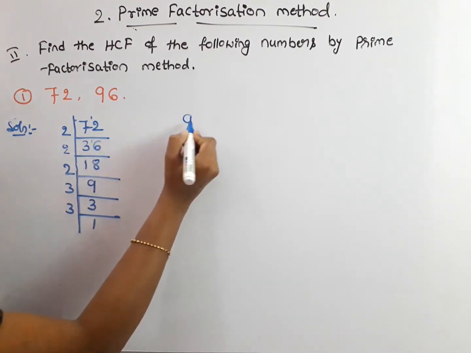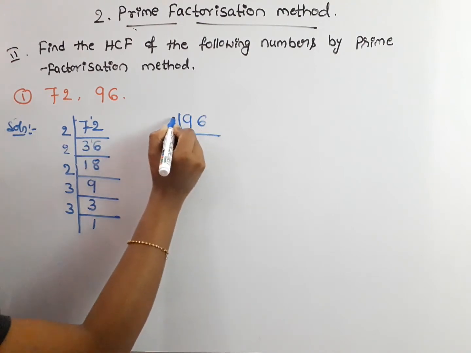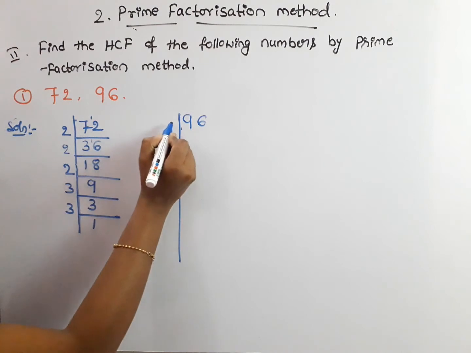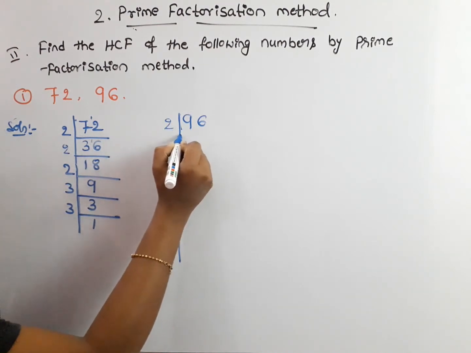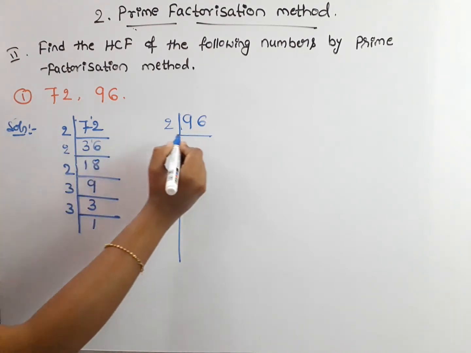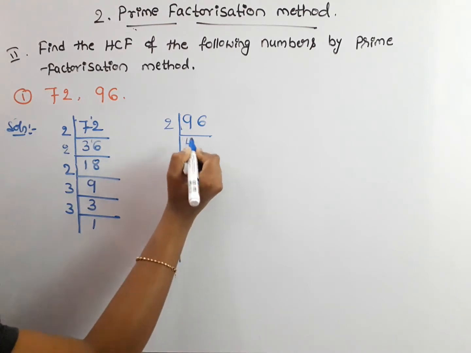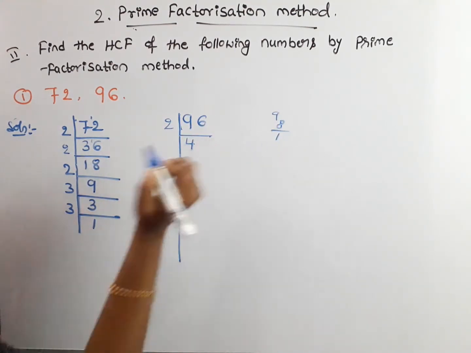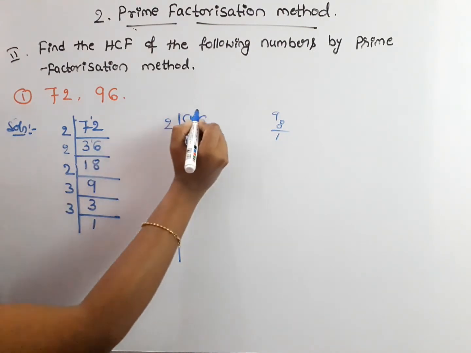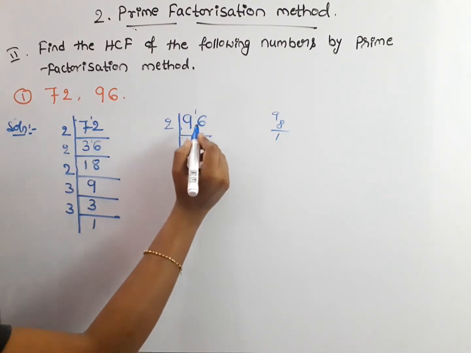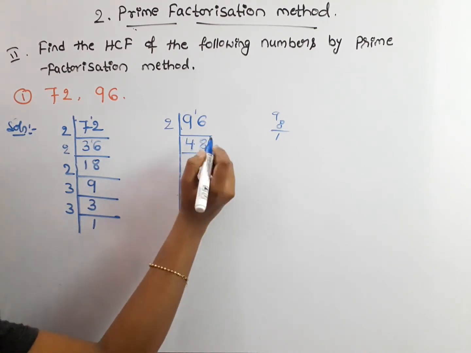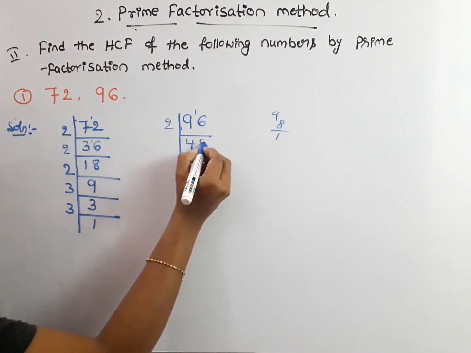Then write the prime factors of 96. Check with 2 now. 2 4s are 8. 9 minus 8 is equal to 1. So write 1 here. So it becomes 16. 2 8s are 16.